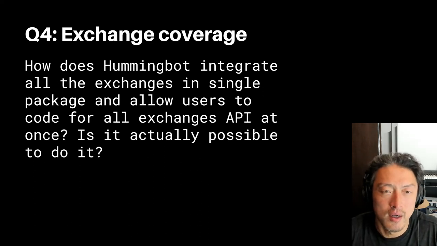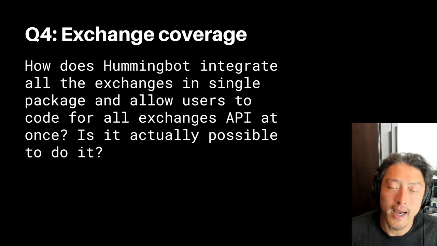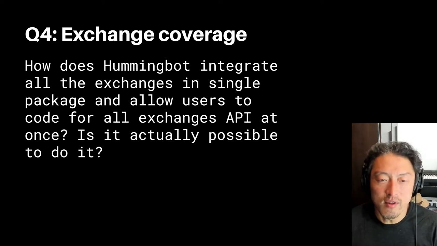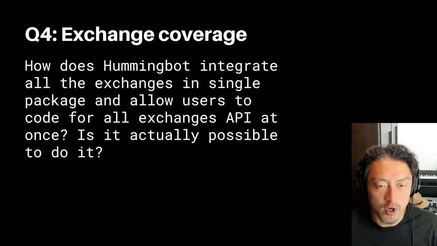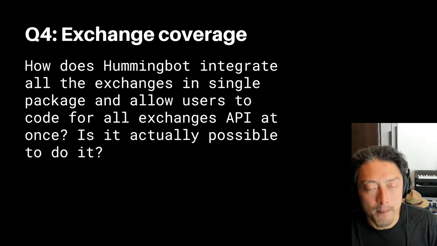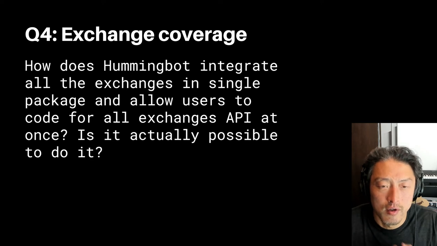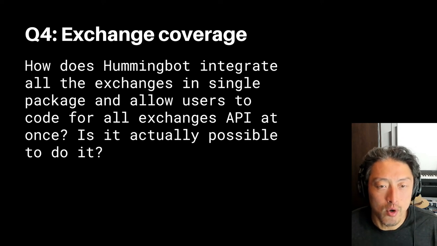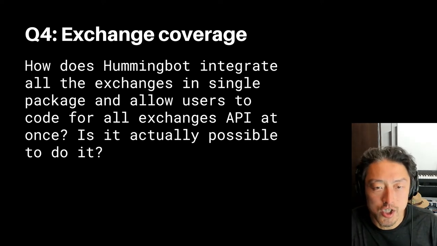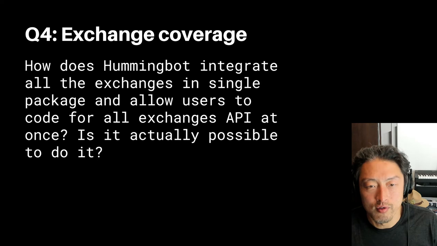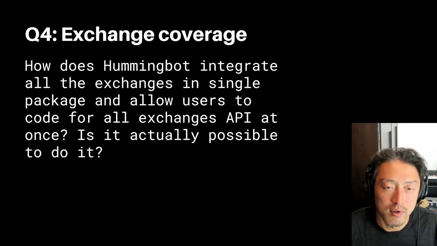Number four, exchange coverage. How does Hummingbot integrate all the exchanges in a single package and allow users to code for all exchanges' APIs at once? Is this actually possible? Well, before we came along, it wasn't. And the reason that it is possible with Hummingbot is that we take a very open source, community-oriented approach, where we have different developers from the community building and maintaining integrations to different exchanges. So that's why we support all of the major centralized exchanges. And now we're even supporting decentralized exchanges as well, where each blockchain and every ecosystem is very different. So the reason that we're open source and a community maintained project is what allows us to actually achieve this.